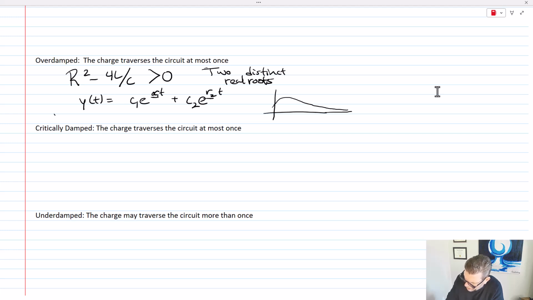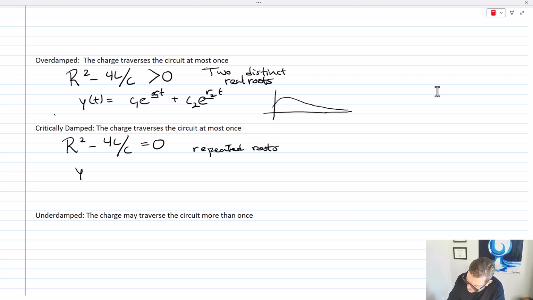Right? R1 and R2 are both negative. On the other hand, if we look at something that's called critically damped, what we're going to get is that R squared minus 4L over C is going to equal 0. And this means that we're going to end up having repeated roots.